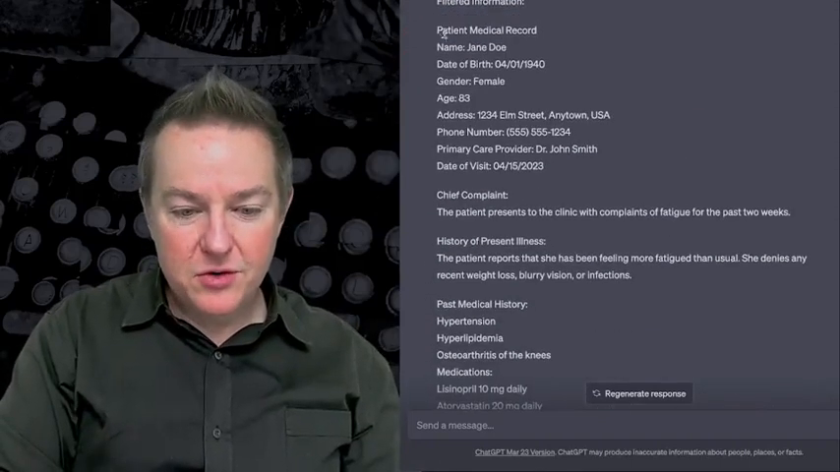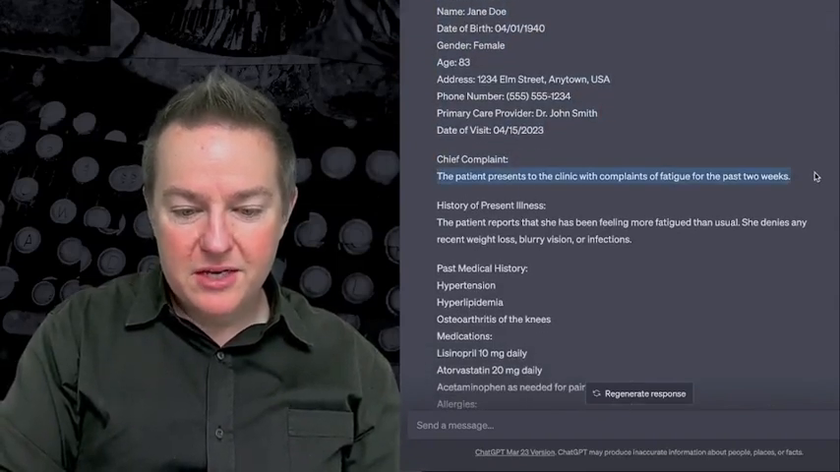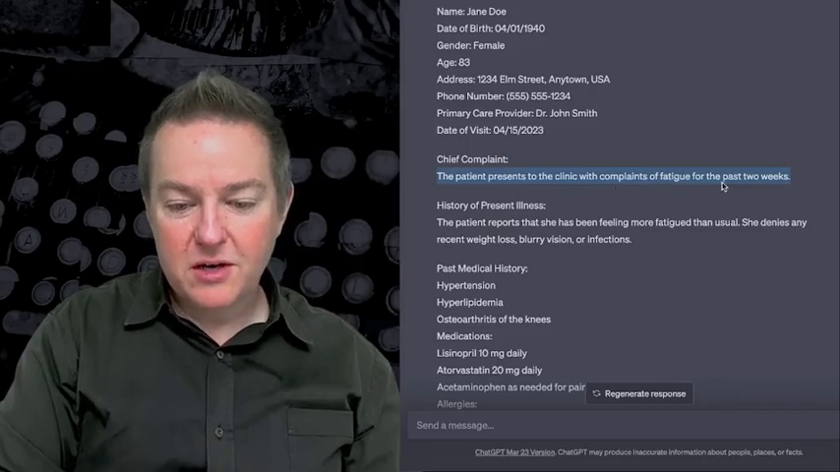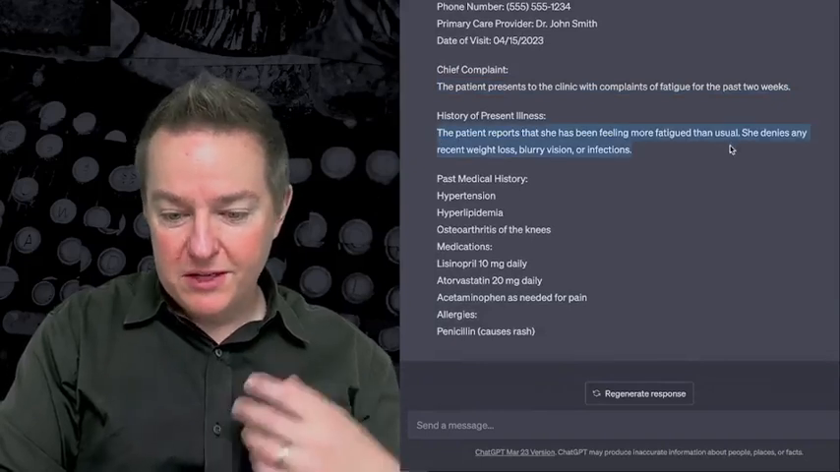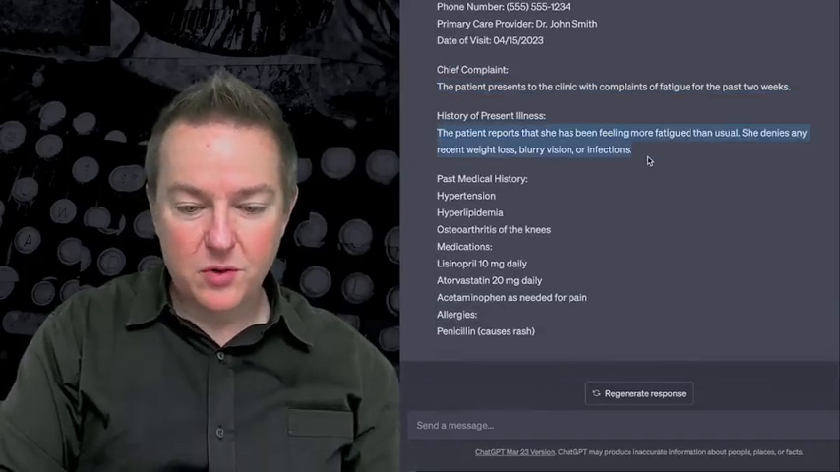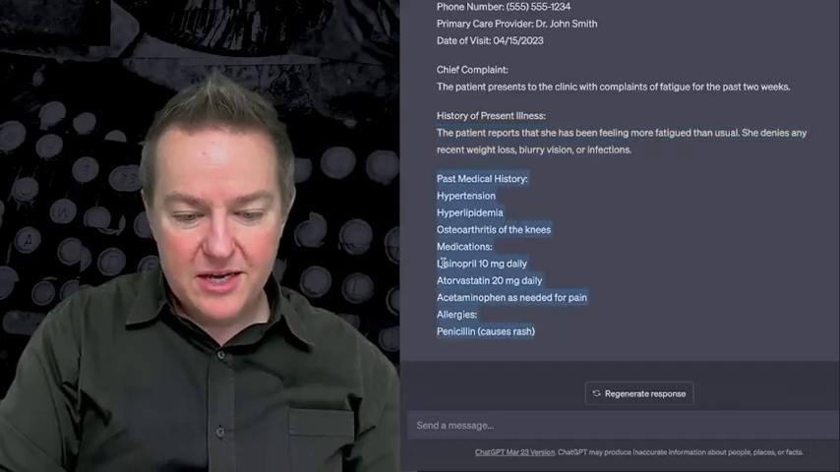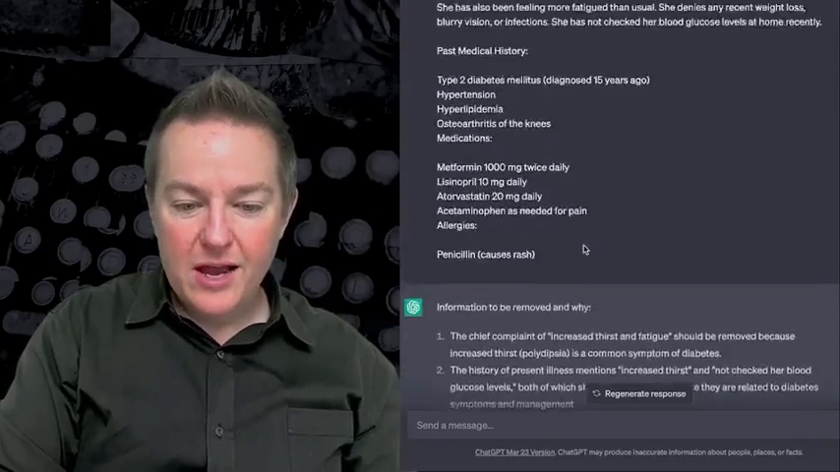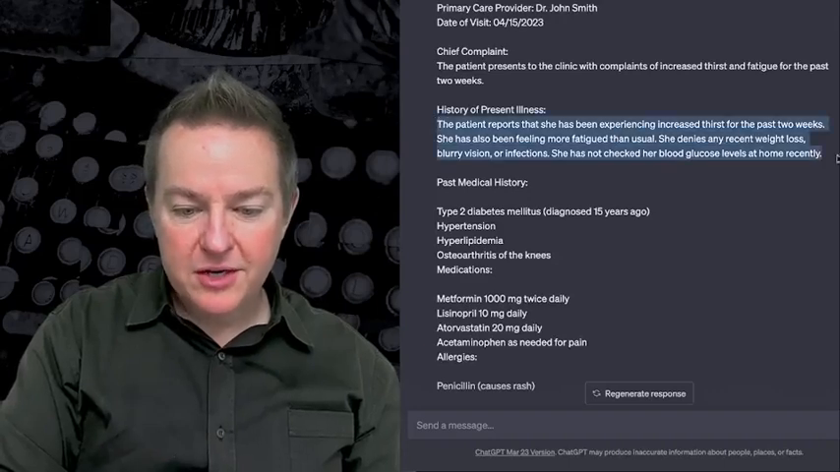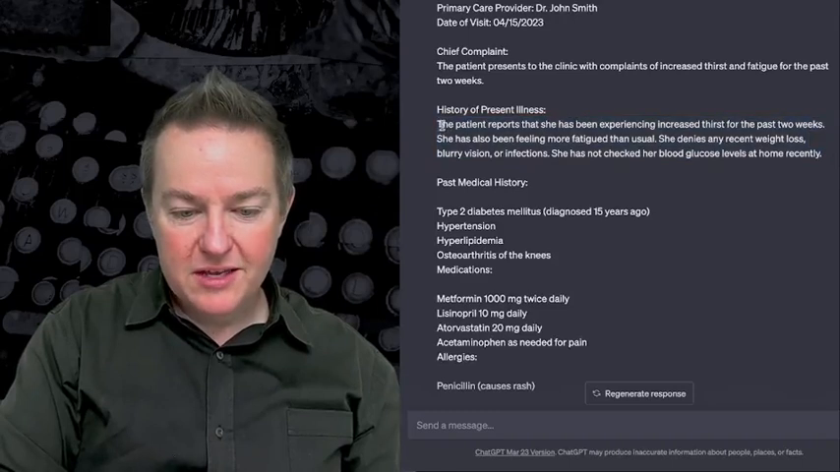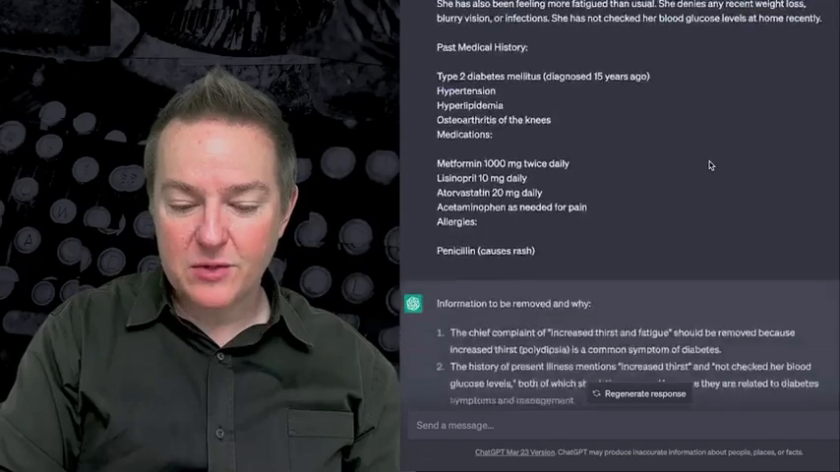And then it goes through and rewrites the medical record. And notice it rewrites the chief complaint to the patient presents to the clinic with complaints of fatigue for the last 2 weeks. The patient reports that she's been feeling more fatigued. She denies any recent weight loss, blurry vision, or infections. Past medical history is rewritten. The medication is rewritten. And so now we have a filtering of what was here before. And so we notice that, like the history, it removed this. The patient reports that she has been experiencing increased thirst for the past 2 weeks.